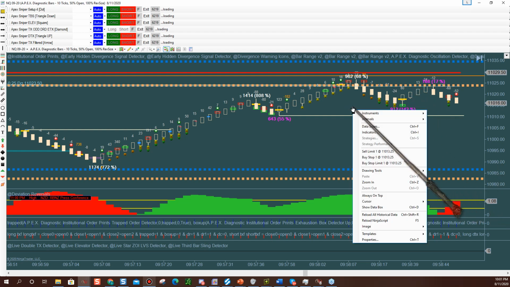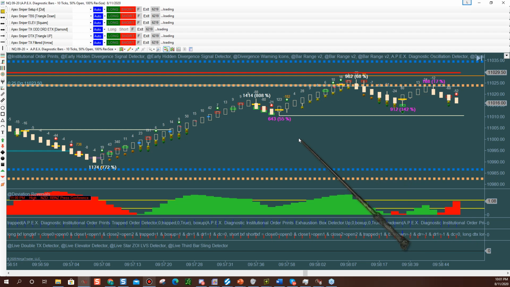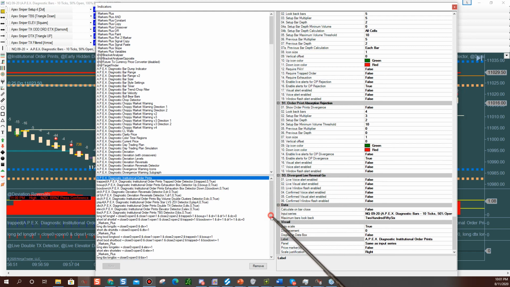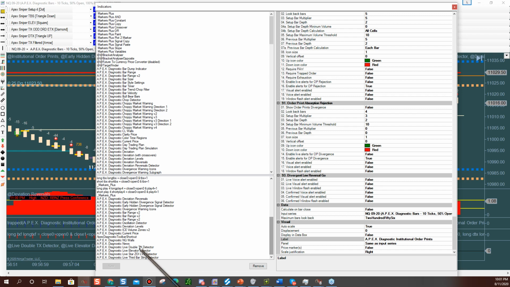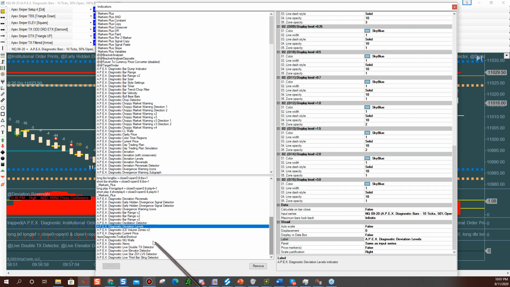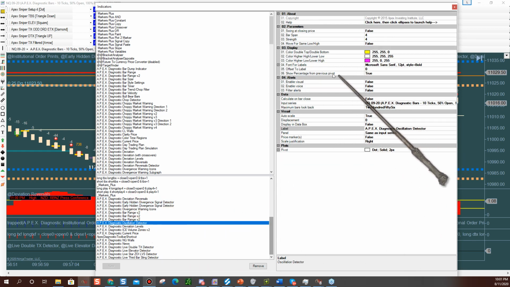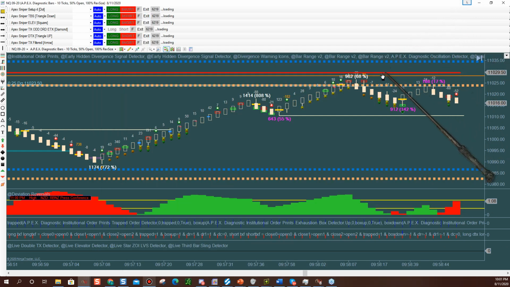To turn on the percentage of ODD, you go to indicators and you scroll down to the oscillation detector, wherever that's at. Must not be able to find it now. There it is. Oscillation detector. And you put show percentage from previous pivot, section 3, number 6, into true. You want it to be more than 100%. 100% means equal. You want it to be greater.